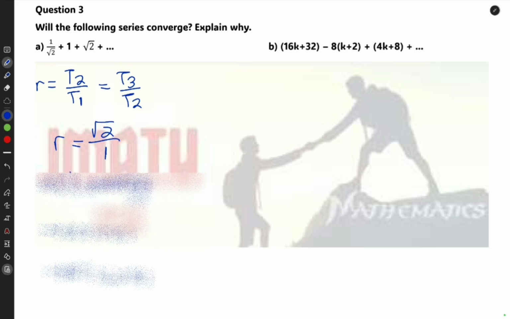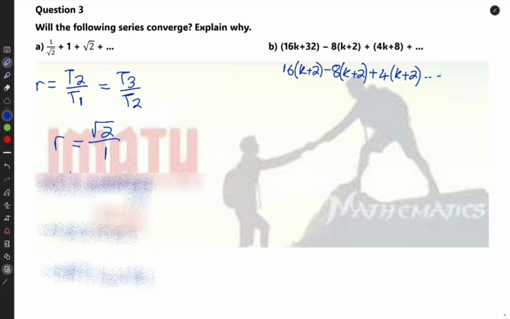Question B, I now need to just simplify that pattern a little bit. So I can actually take out a 16 there, and that would give me 16(k plus 2). The second one is correct, so I can just leave that as minus 8 bracket k plus 2. And then the last one I can actually take out a 4. So 4(k plus 2). Now I can spot the pattern.